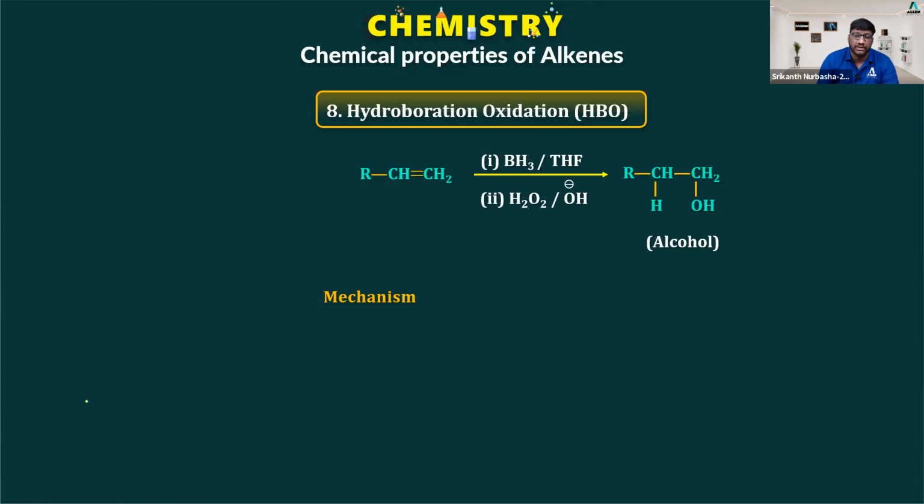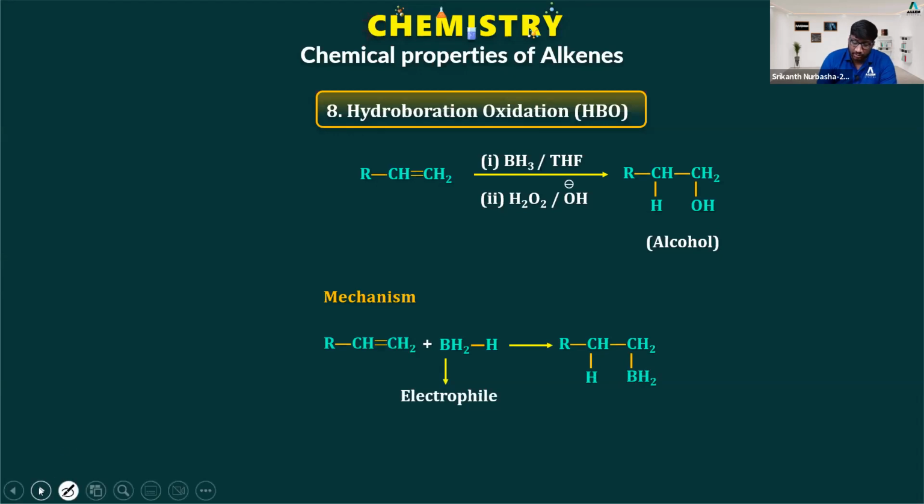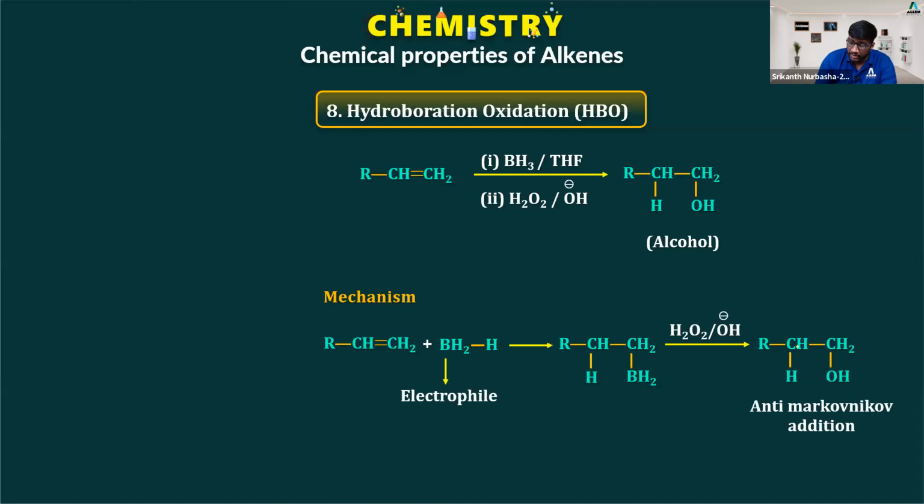The addition of water occurs according to the anti-Markovnikov rule. No rearrangements are possible because carbocation is not the intermediate. The same thing: RCH=CH2 with BH2H gives RCH2CH2BH2, treated with H2O2 in the presence of OH- forms RCH2CH2OH. As I have told you previously also, the oxidation step has a very high number of steps, so that is not required. But you can think of H2O2 in the presence of OH- giving addition of OH. Anti-Markovnikov addition is going to happen.